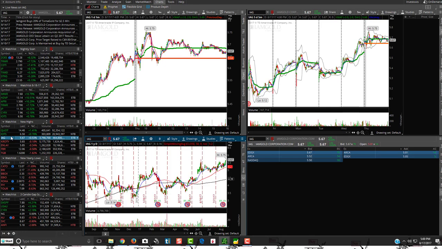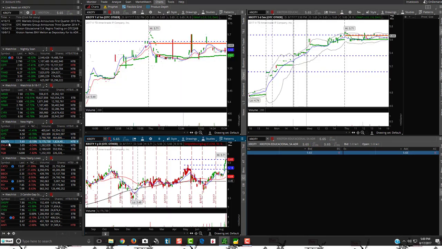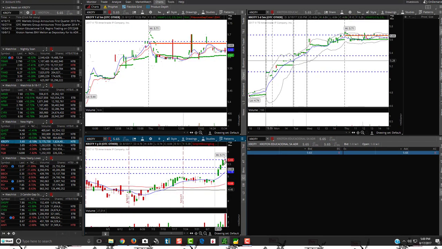IAG. This is a really slow runner one. It's a high float, so I'm not going to put it on. These guys are really high float. KROTY. Although, I mean, this could fall back, but just a slow, real high float, so I don't love it.